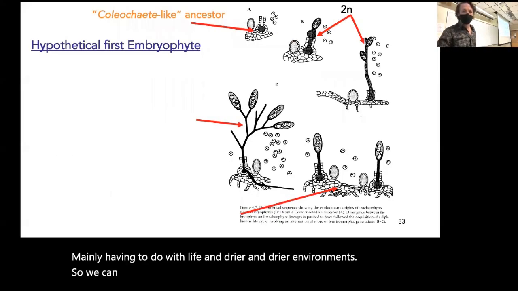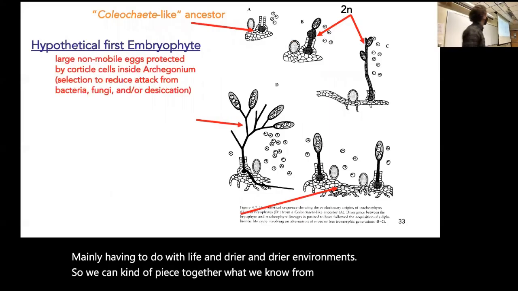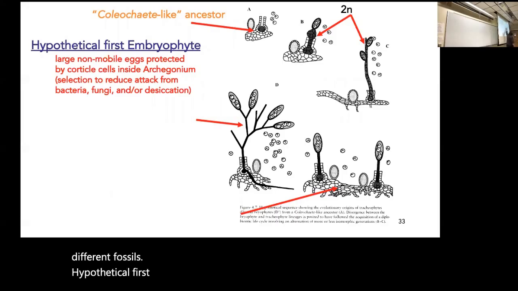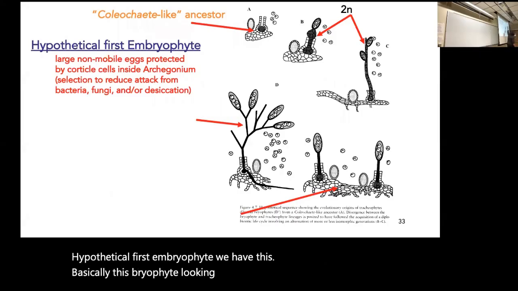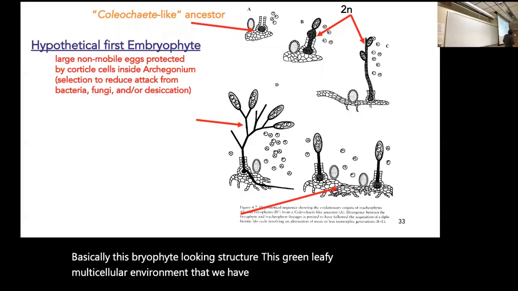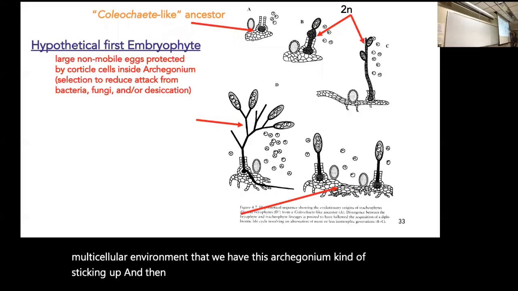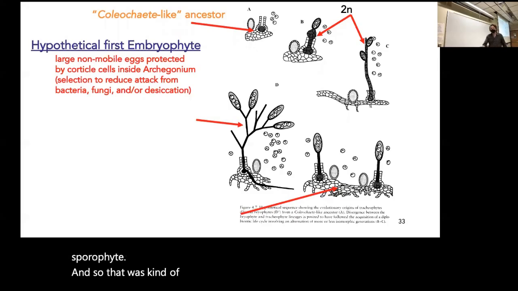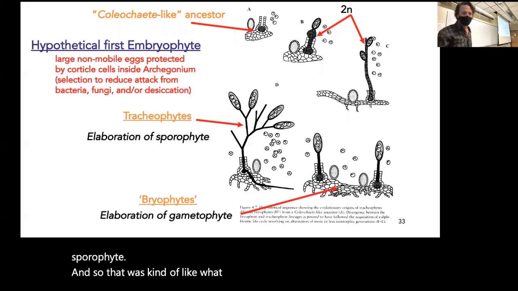So we can piece together what we know from our various fossils. For the hypothetical first embryophyte, we have this basically bryophyte-looking structure, the green, leafy, multicellular gametophyte, and we have the archegonium sticking up. Within the archegonium, we get fertilization, and we then develop the diploid sporophyte. So we have gametophyte and sporophyte. That is what we can find in the early fossil records.